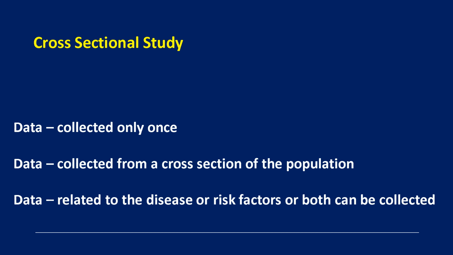These are the classic characteristics of a cross-sectional study. Data are collected only once from a cross-section of the population. That's why it is known as cross-sectional study. Data related to the disease or risk factors or both can be collected.